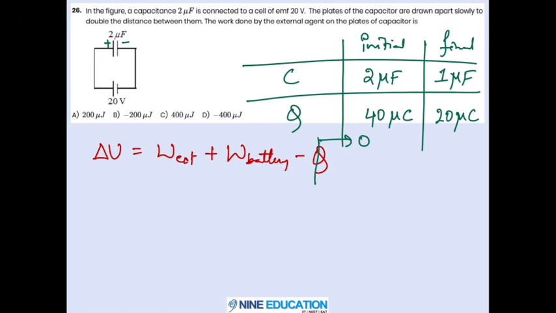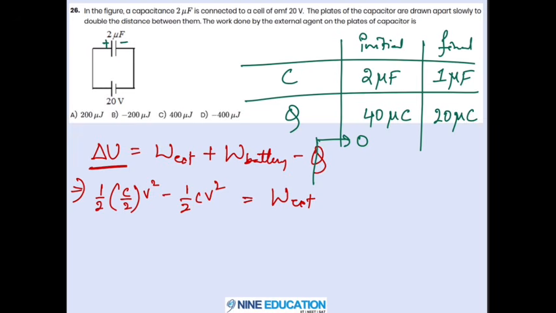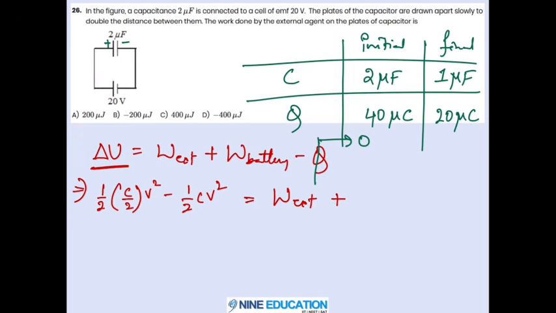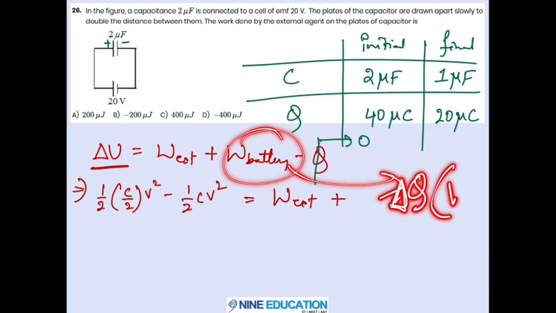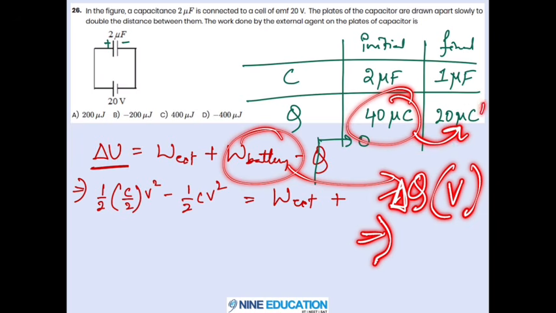Now let us proceed solving this. So change in potential energy of the capacitor, which is final potential energy minus initial potential energy, is final, half (C by 2) V square, minus initial, half CV square, where C is 2 and C by 2 is 1. That is equal to work done by external plus work done by the battery. Now work done by the battery is very simple. That is change in the charge, delta Q, into EMF of the battery. What is change in the charge? Initial charge on the plate of the capacitor is 40, final is 20.